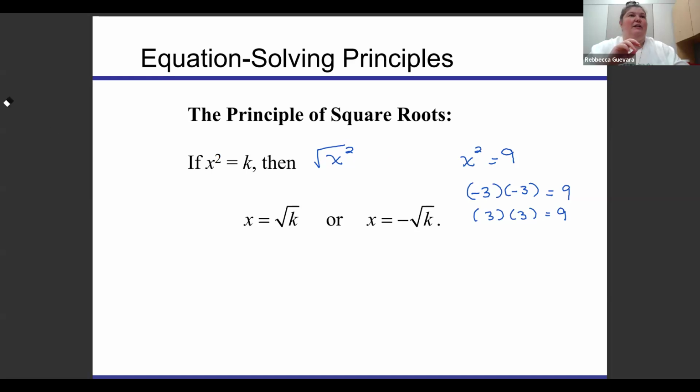Let me fix this up over here. It's because I know there are two numbers that can be squared that are going to give me a positive result. In the case of 9, I can square a -3 and get a positive 9, and I can square a positive 3 and get a positive 9. So by our principle of square roots, if I have x squared equals k, then x equals the square root of k, or x equals the negative square root of k.